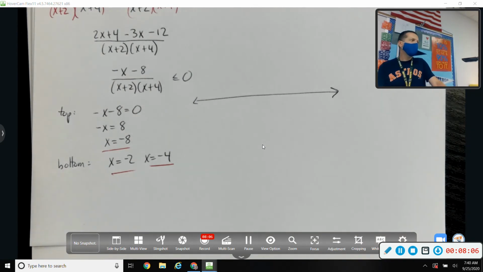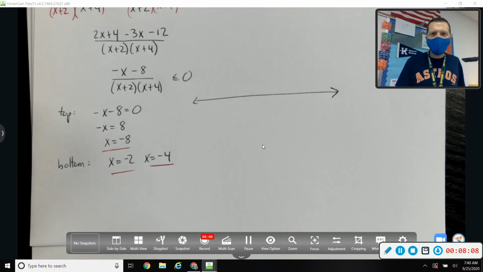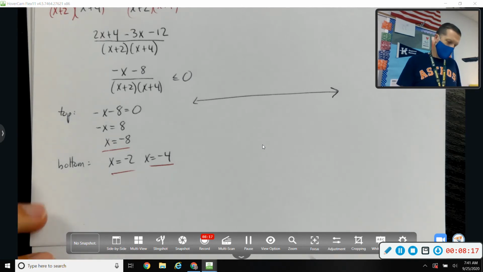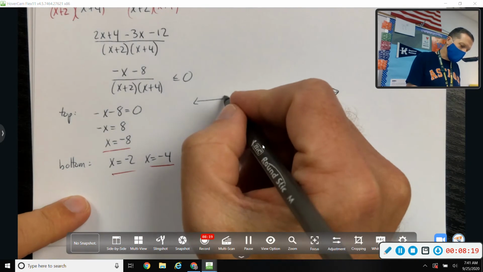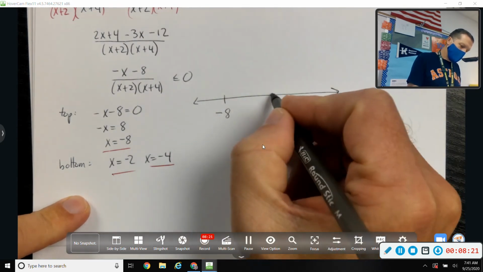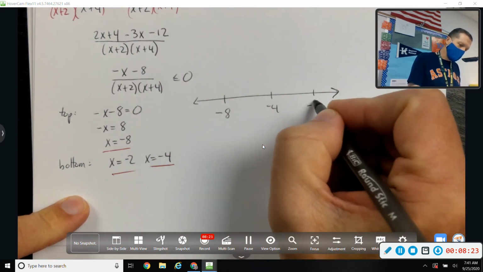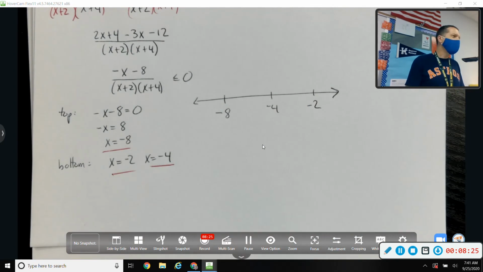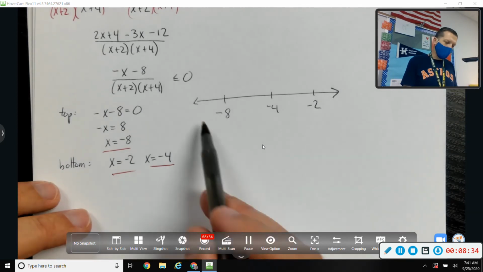Again, please, please, please put your values on the number line in the correct order. It's a dumb mistake, but it happens. So the smallest of those is negative 8, and then negative 4, and then negative 2. And yeah, those aren't spaced out correctly, but that's okay. This isn't for perfect accuracy in terms of spacing and scaling. It's just to help me figure out where to shade.